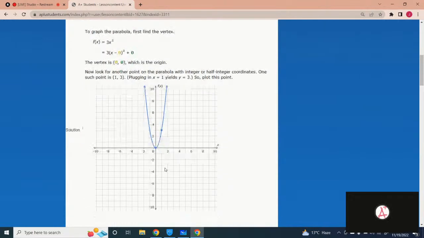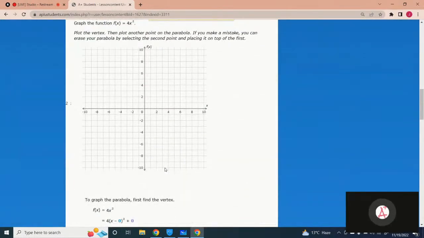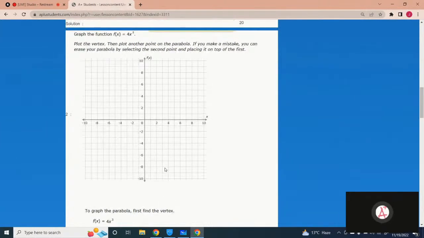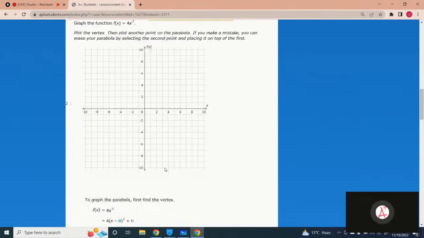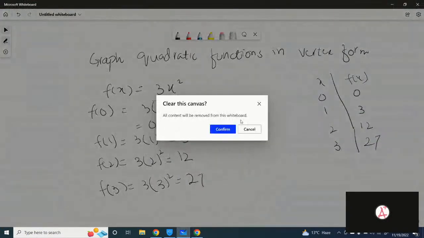Okay, just move on to the next one, because I think that's only a tutorial, not the questions. Got it? Okay, again you have 4x squared. You have to do the same. So the equation is f equals 4x squared. Again, you have the parabola with vertex 0, 0.